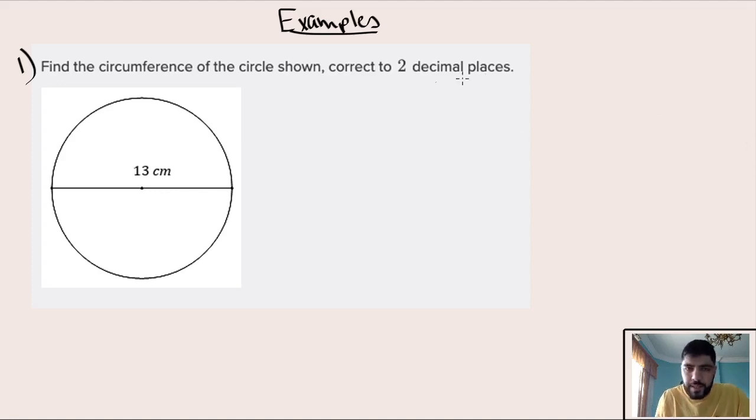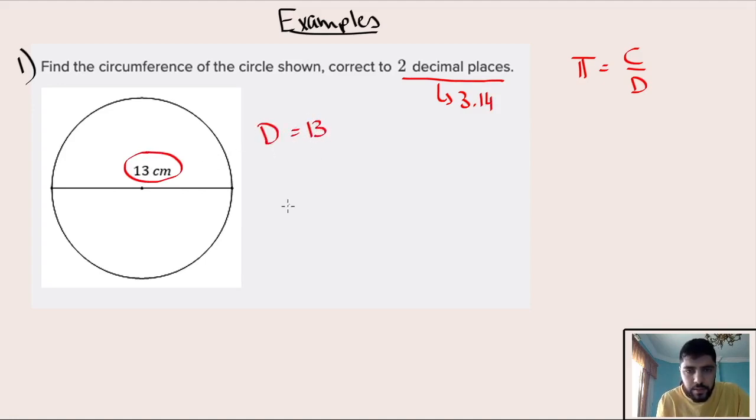Let me rewrite it here: pi equals C over D. It says find the circumference of the circle shown, correct to 2 decimal places. When they say 2 decimal places, they basically mean use 3.14, not anymore, okay? Here they gave us the diameter, so D equals 13, and they're asking us to find C. So let's rewrite this equation, but plug in the knowns. We know pi is 3.14, so 3.14 equals C, which we don't know, so I'll leave it as C, over D, which we know is 13.